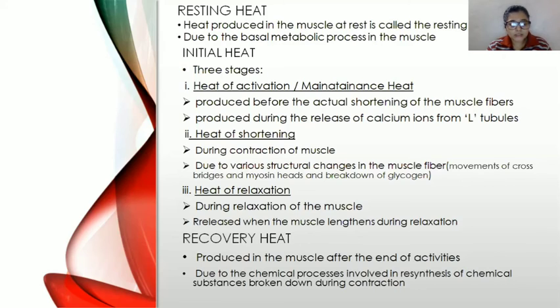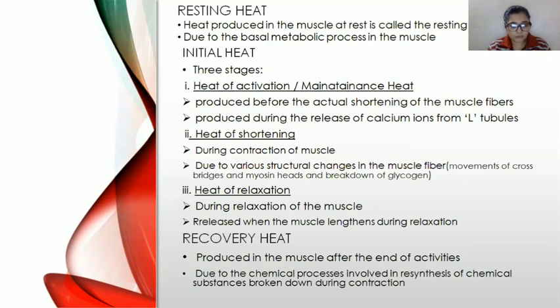Now, the heat of shortening is the second type of heat under initial heat. This heat is produced during the contraction of the muscle, and it is produced due to the various structural changes inside the muscle fiber, for example, movement of cross bridges of myosin heads and breakdown of glycogen. These are some processes during which the heat of shortening is produced. Now the third one is heat of relaxation. This heat of relaxation is produced when the muscle is relaxing, when the length of the muscle fiber is increased again at the time of relaxation.